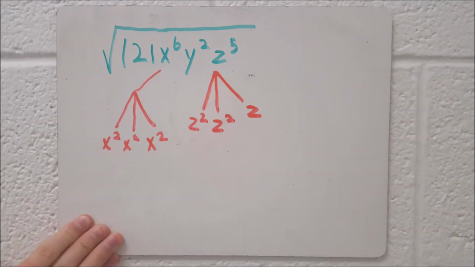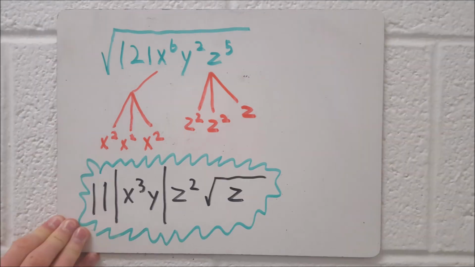To solve this, first find the perfect squares in each of the variables. For this problem, 121 is a perfect square of 11, so we can skip over that for now. Since x is raised to the 6th power, the square root of the function can go into it 3 times. Y is raised to the 2nd power, so it can only go into it once, and z is raised to the 5th power, so it will go into it evenly twice, and you will have 1 left over.